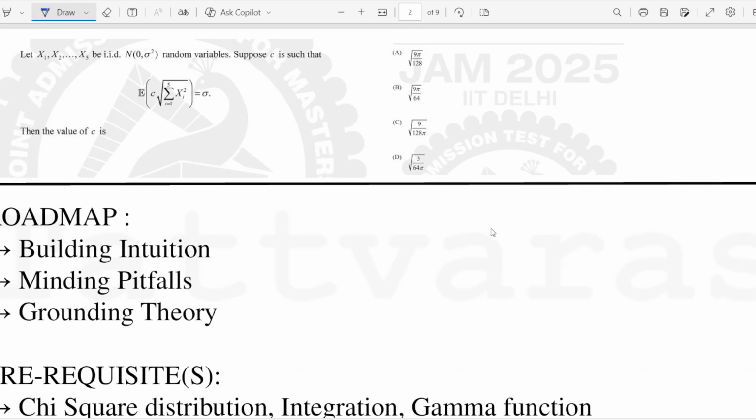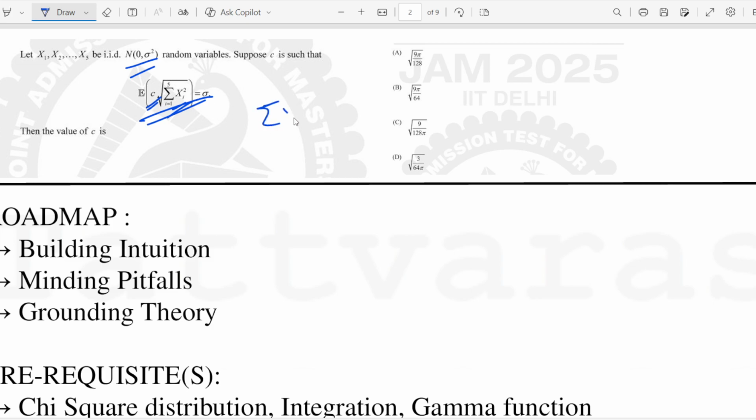Let's get started with this question, simply about expectation and integration, with the chi-square distribution, because the square of a normal distribution, which is what is involved, leads to chi-square, and there is an element of gamma functions as well. Okay, let's get started. We simply have to find that constant C for which this expectation becomes sigma.